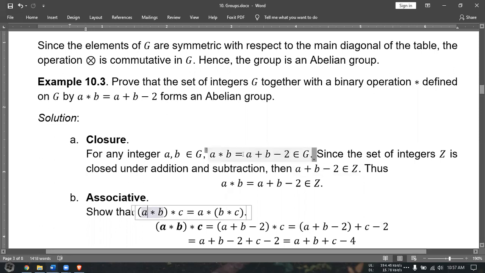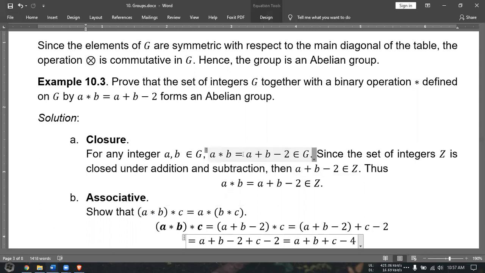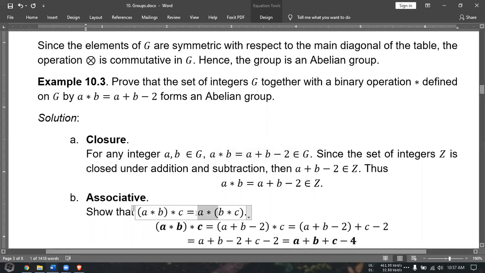and simplifying the given, we have now A plus B minus 2 plus C minus 2. So we have A plus B plus C minus 4. This is the left side of the associative property. Now, is this equivalent to the right side of the equation? Test natin.